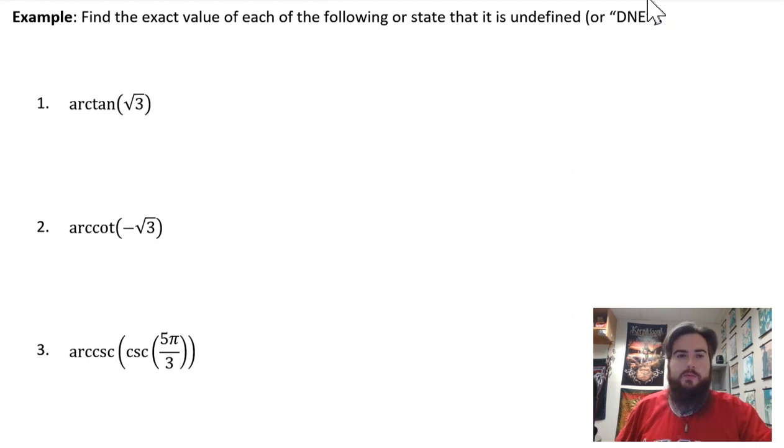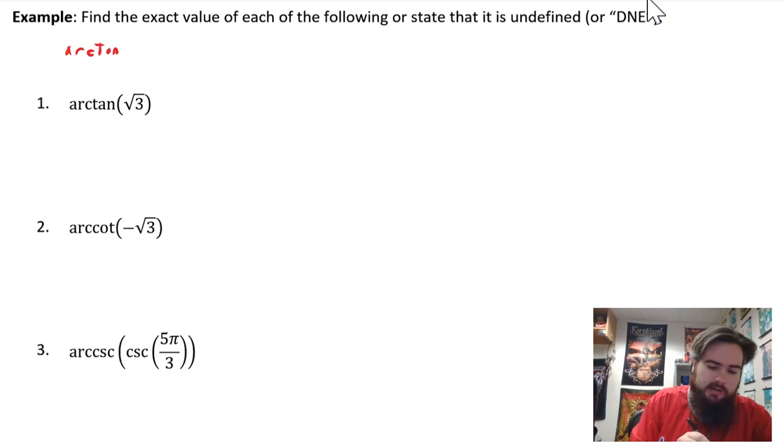In this example, we will find the exact value of each of the following, or state that it is undefined. The first one we are going to solve is arctangent of the square root of 3. We're going to approach these inverse trig questions in a very similar fashion as we did for arcsine and arccosine in a previous lesson. For arctangent, the first thing to keep in mind is the possible results that we can get, aka the range of arctangent.